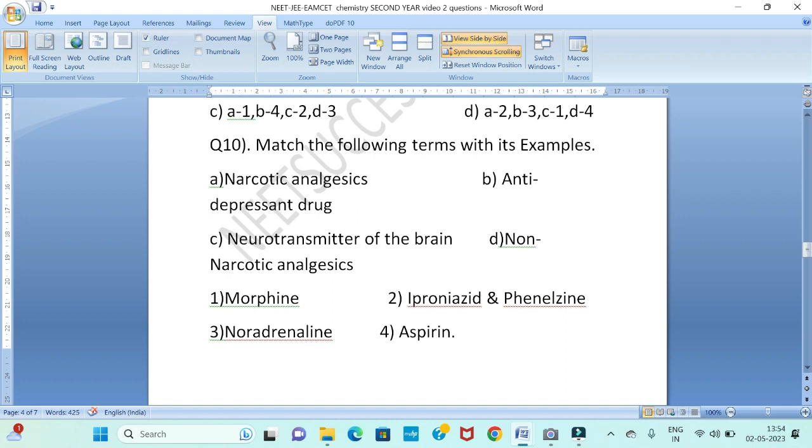Match with ABCD with 1, 2, 3, 4. What is the answer?